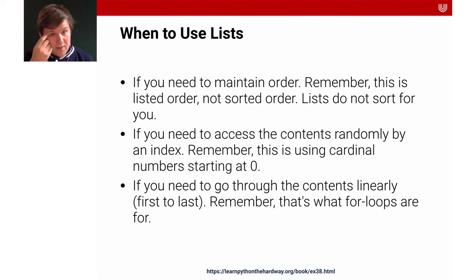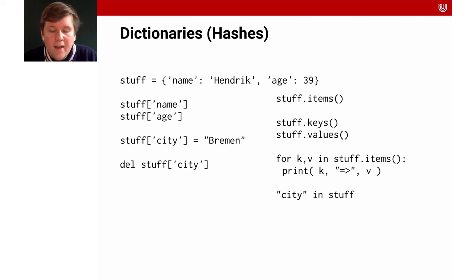So when do you use lists in Python? You use them mostly if you need to maintain order. Remember, this is listed order, not sorted order. Lists do not sort for you. And you can use lists if you need to access the content randomly by an index. Remember, this is using the cardinal numbers starting at 0. If you need to go through the content linearly from the first to last, then a for loop might be better. And you can take the content and loop through it using a for loop, so looking at it from first to last.